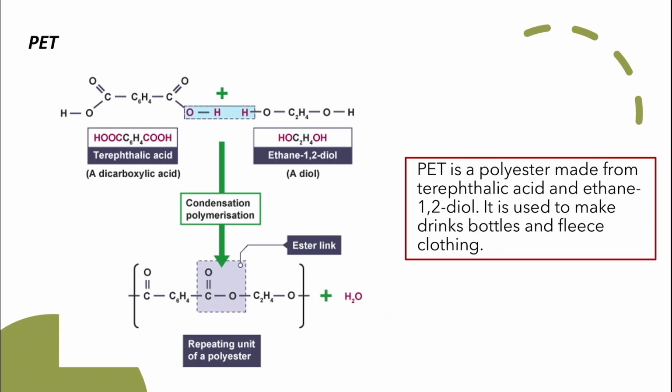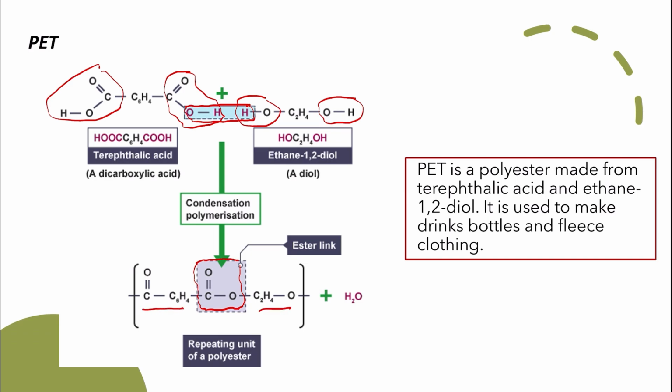PET is a polyester that is made from terephthalic acid and ethane-1,2-diol. The dicarboxylic acid compound we have here is the terephthalic acid, which has two carboxylic acid functional groups. And then the alcohol is the ethane-1,2-diol, which has two alcohol groups, or two OH groups. Then the condensation polymerization will take place, where a water molecule is removed here, and you're going to make an ester link. This is the new ester link between the two molecules, and then we're going to repeat the same units on both sides.